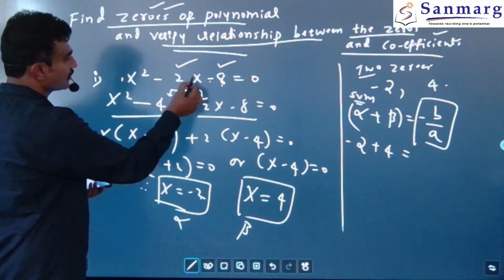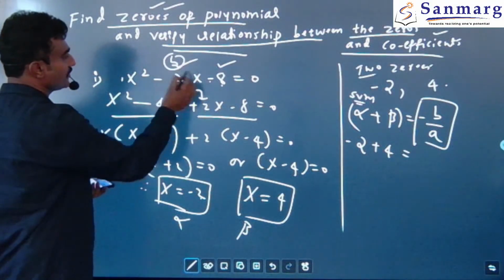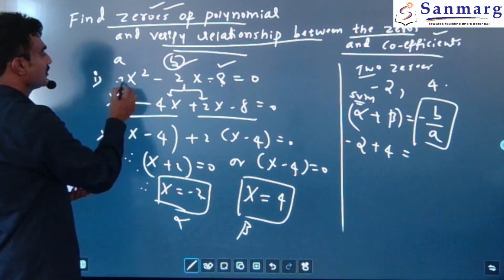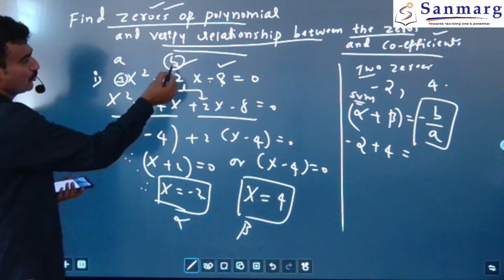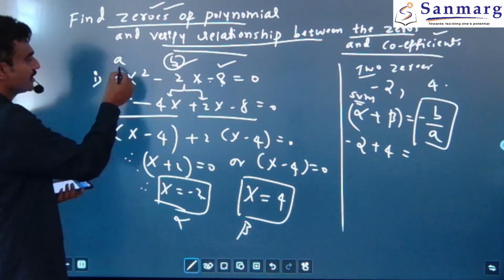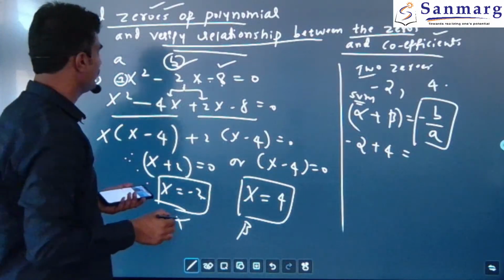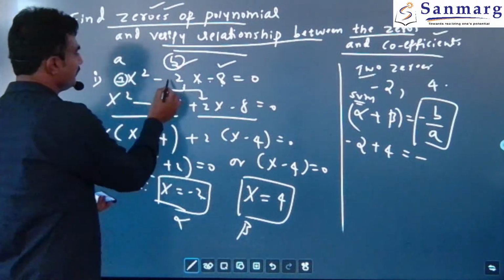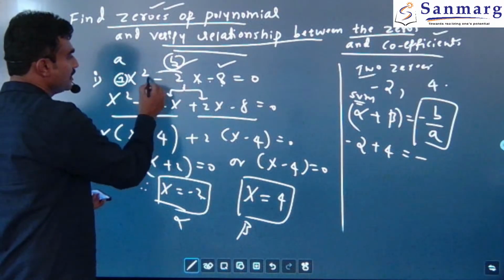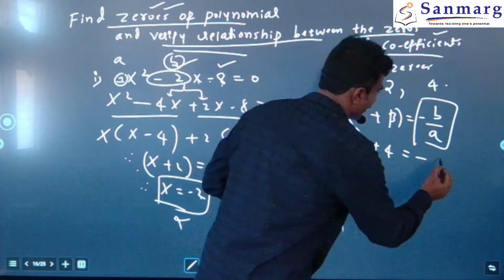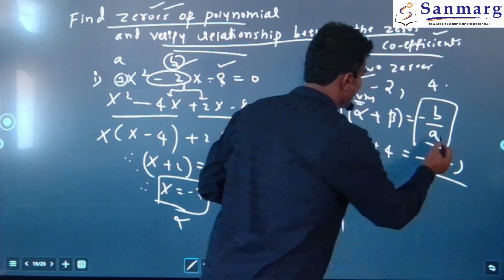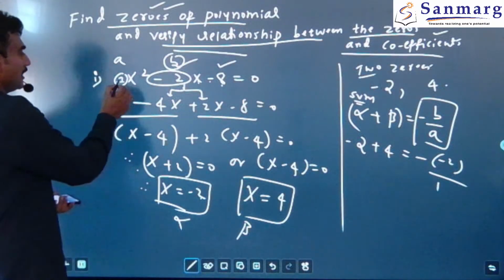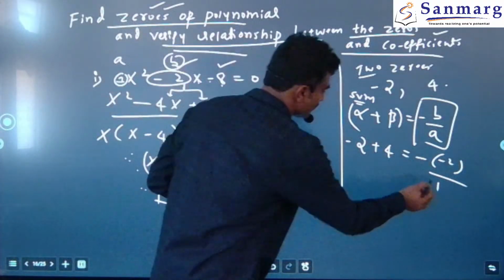So b represents the coefficient of x, and a represents the coefficient of x square. So what is b? The value of b is minus 2, and the value of a is 1.